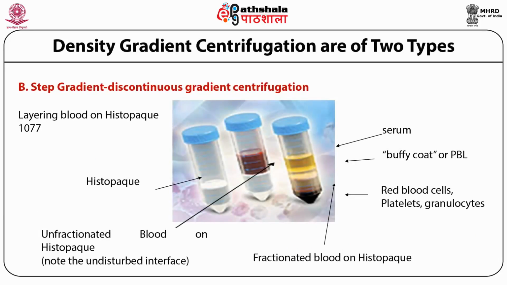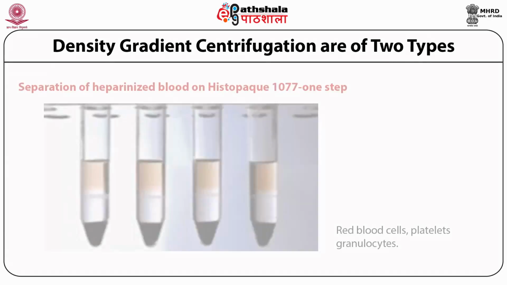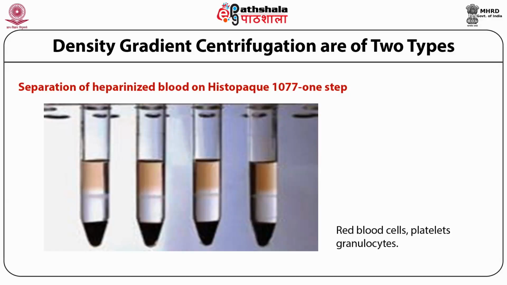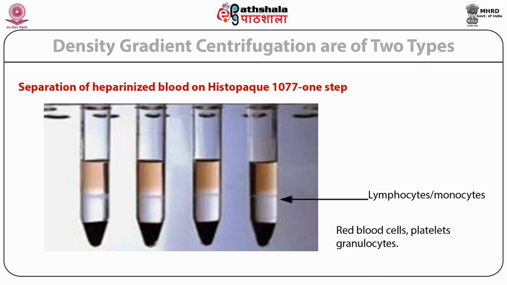This separation is an example of the step gradient, or discontinuous gradient centrifugation, in which the gradient is discontinuous, whereas earlier it was a continuous gradient. Here you can see the blood components are separated on the basis of their difference in density in the form of bands. As an example, with Histopaque 1077, you can see the lymphocytes and the other blood components separated according to their density in the different density media.